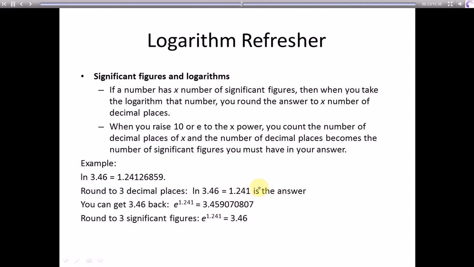Now, an excellent check of how these two rules complement each other is to see what happens when we raise e by a power of 1.241, which is the rounded result of taking the natural log of 3.46. So we take this number, e to the 1.241 equals 3.459070807. We have 3 decimal places here, which means we have to round our answer to 3 significant figures, and we get our number back.